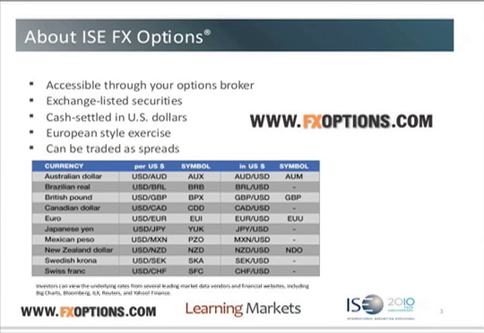So AUX would be the U.S. dollar, Australian dollar. Conversely, the Australian dollar against the U.S. dollar would be AUM. And you can see all the symbols there. You can get all those symbols at www.fxoptions.com.